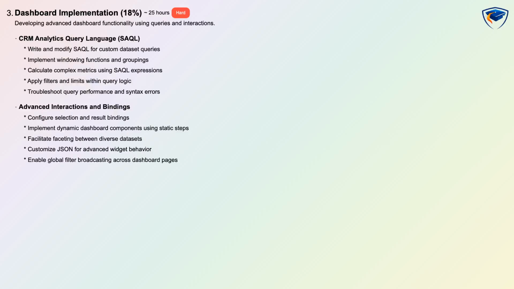The domain also covers advanced interactions and bindings where you configure selection and result bindings, implement dynamic components with static steps, create faceting between datasets, and customize JSON for advanced widget behavior and global filter broadcasting. Strong practical skills with SAQL and dashboard JSON are essential to pass this section.